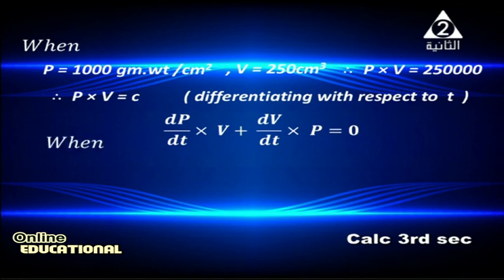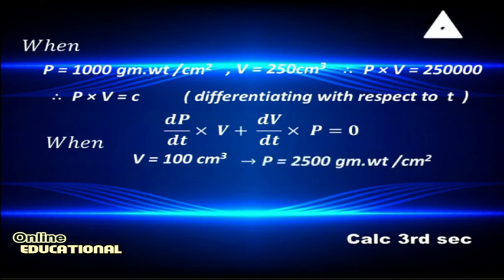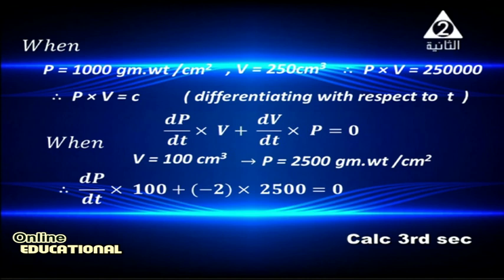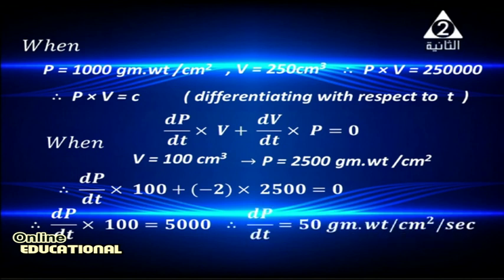When V equals 100 centimeter cubed, the pressure P equals 2500 gram weight per centimeter squared. Then dP/dt multiplied by 100 plus -2 multiplied by 2500 equals 0. Then dP/dt times 100 equals 5000. Then, dividing both sides by 100, dP/dt equals 50 gram weight per centimeter squared per second.